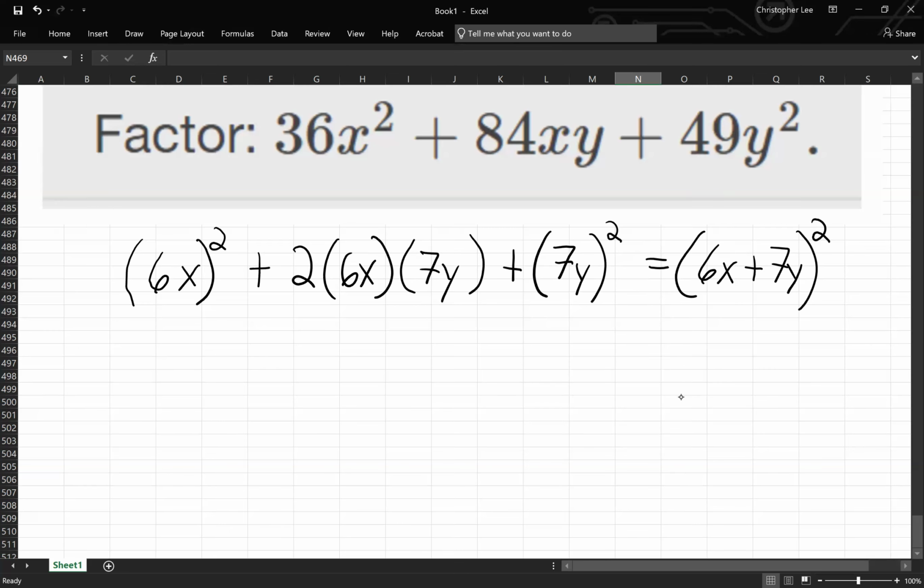Questions on this? Good. The big difference here is that there's a variable in the b term, you know?